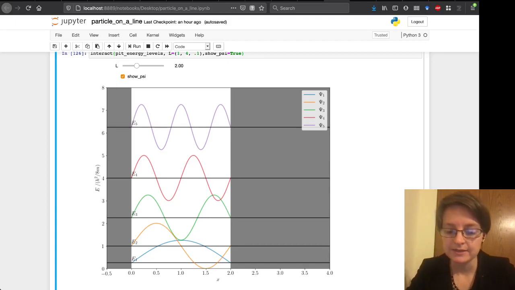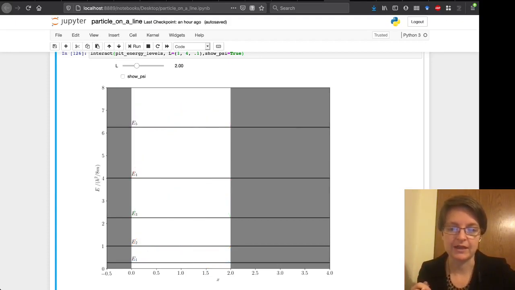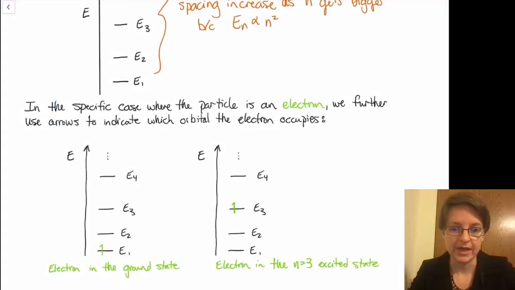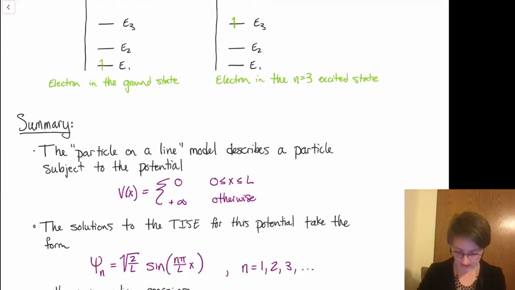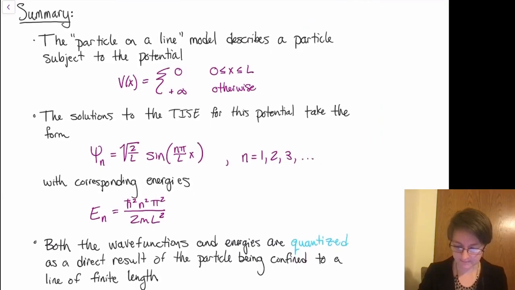And again, this is all up on Moodle, so you can play around with these energy level diagrams and see for yourself if it helps aid your understanding to have these wave functions superimposed over the diagram, or if you prefer to look at your energy level diagram, just sticking to thinking about the energies. Okay, and with that, let's go ahead and wrap up for today. Where I want to end us off is with a summary.